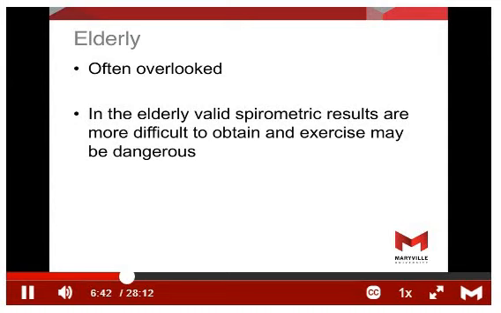So that's one thing with patients too: you can't overlook that they have this history, family history. We need to make sure we're ruling out, is it asthma? And in the elderly, valid spirometric results are more difficult to obtain, and exercise may be dangerous for them too.